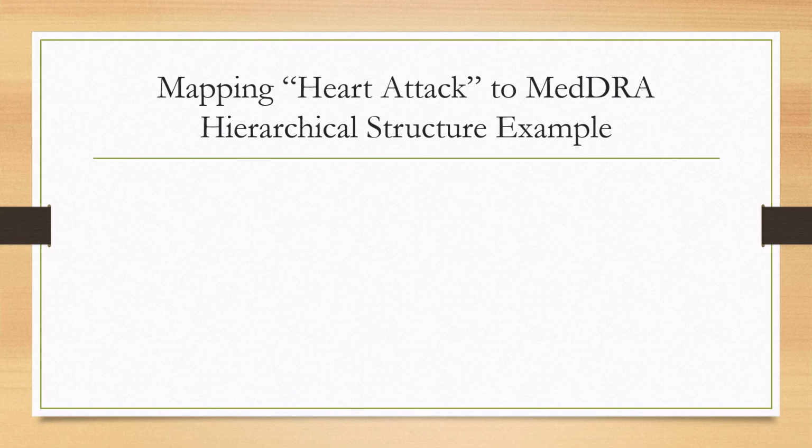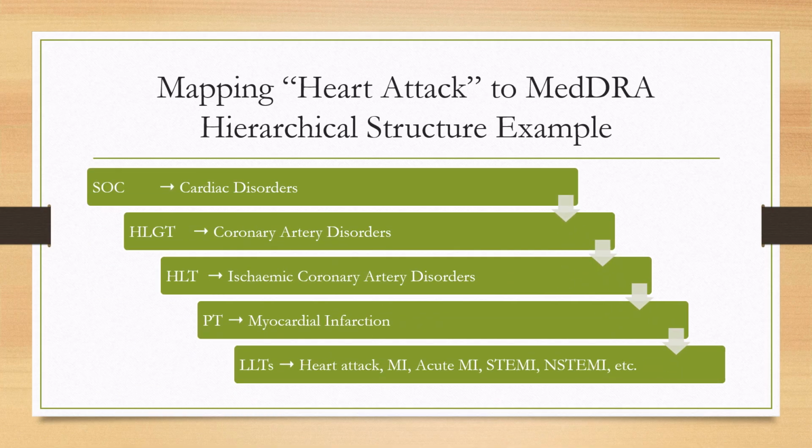Now let's understand how the adverse event, which is the heart attack, will be mapped to the five levels of MedDRA codes. Myocardial infarction, commonly known as heart attack, occurs when blood flow to a part of the heart muscle is blocked, usually by a blood clot. This blockage deprives the heart muscle of oxygen, leading to damage or death of the heart tissue. When a clinical report says the patient had a heart attack, you don't code heart attack as it is. Instead, you select the LLT heart attack, which is mapped to the PT myocardial infarction.